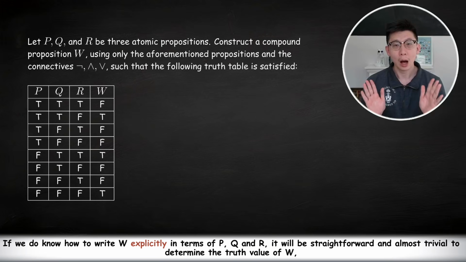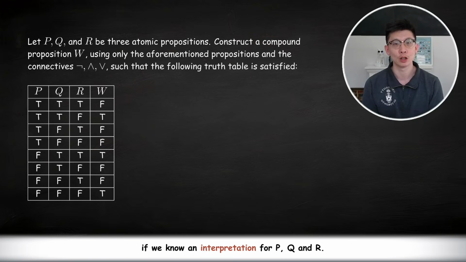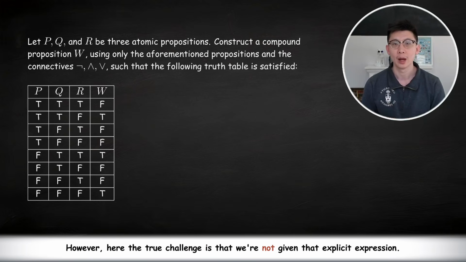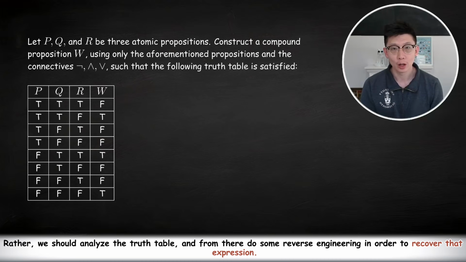If we do know how to write W explicitly in terms of P, Q, and R, it will be straightforward and almost trivial to determine the truth value of W if we know an interpretation for P, Q, and R. However, here the true challenge is that we're not given that explicit expression. Rather, we should analyze the truth table and from there do some reverse engineering in order to recover that expression.